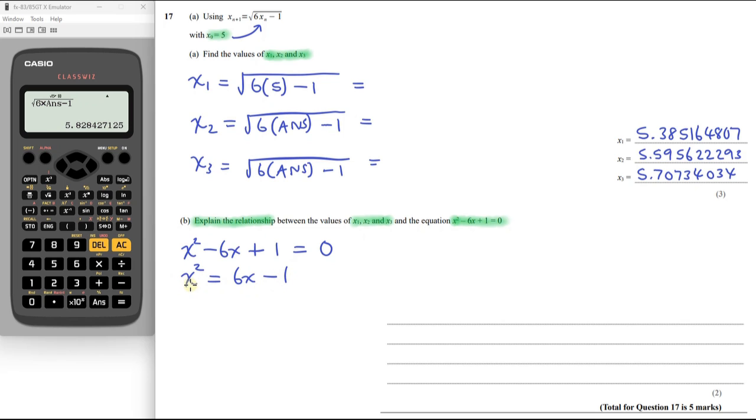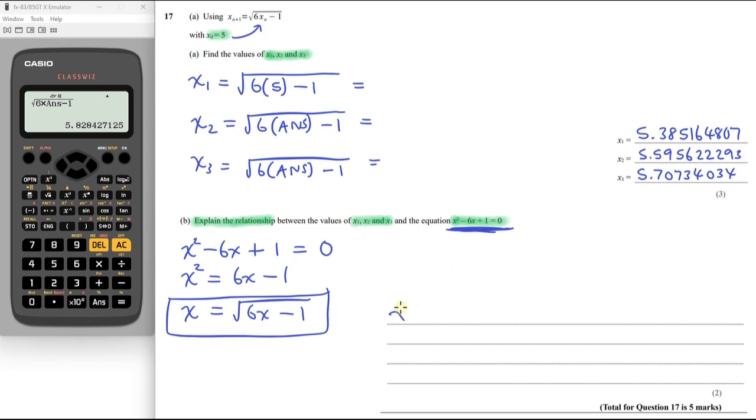And now to get x on its own, I need to take the square root of both sides. So I'm going to be left with x is equal to the square root of 6x minus 1. And now notice, if we look at this equation, this is exactly the same as our iterative formula. The only difference is with these subscripts. But if you take these subscripts away, it is the same equation. So what are these values for x1, x2 and x3? Well, these are just solutions or estimates of the solution to this equation over here.